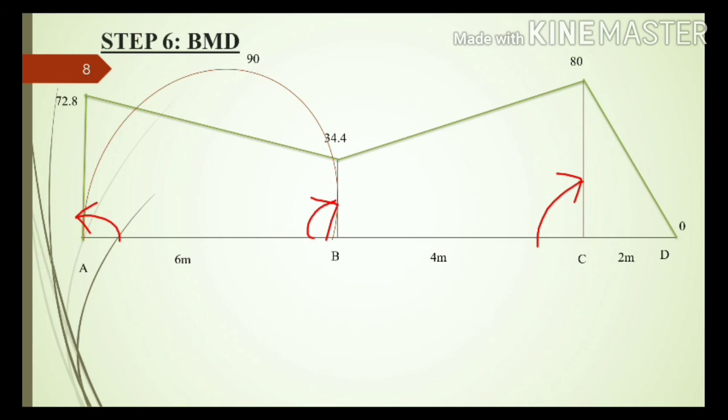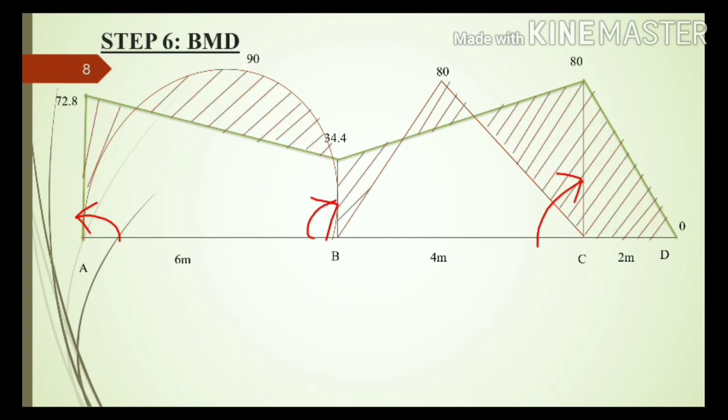Similarly in span BC there is a concentrated load acting at the center. The maximum moment value if a concentrated load is acting is WL by 4. Then substitute the value of WL by 4. The shape of the bending moment diagram will be a triangle and the maximum ordinate will be under the load. So here the maximum value is 80 kilonewton meter. So this is our net bending moment diagram.